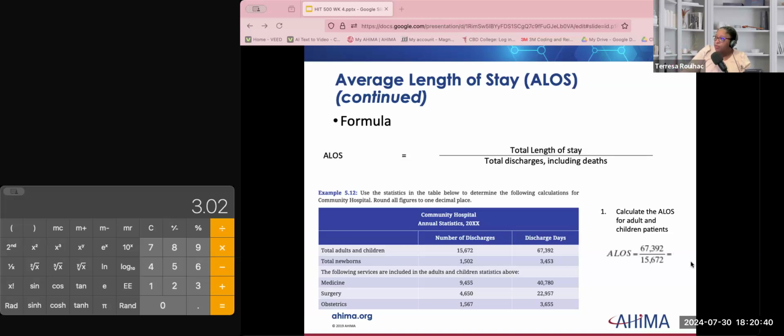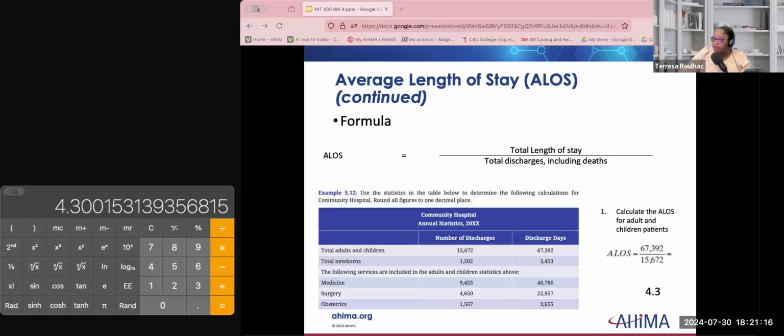Now, let's do our calculations. Make sure you guys are checking my work. Trust but verify. 67,392 divided by 15,672. Did anyone get anything different? I got 4.300153, etc. Okay, perfect.